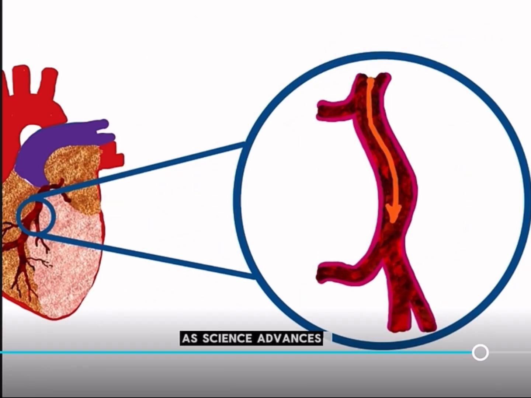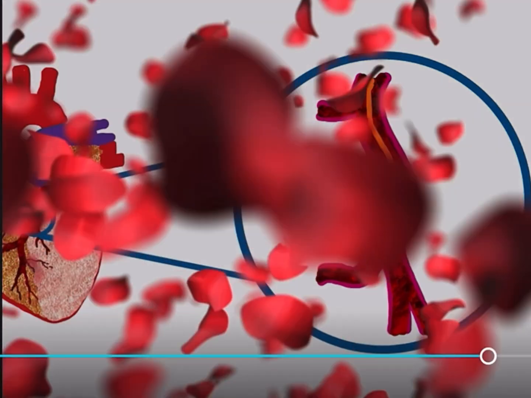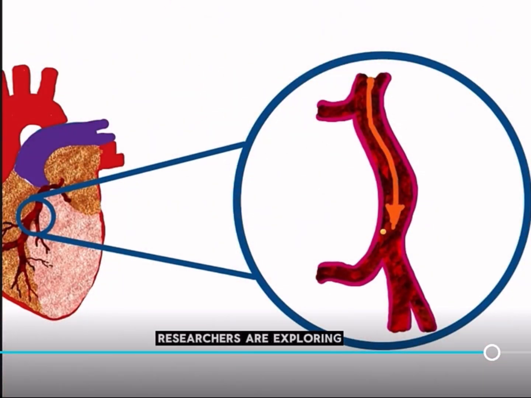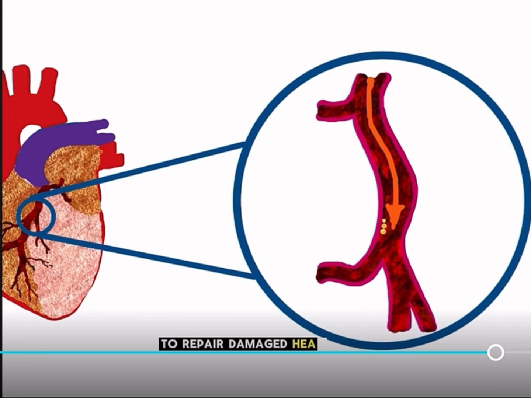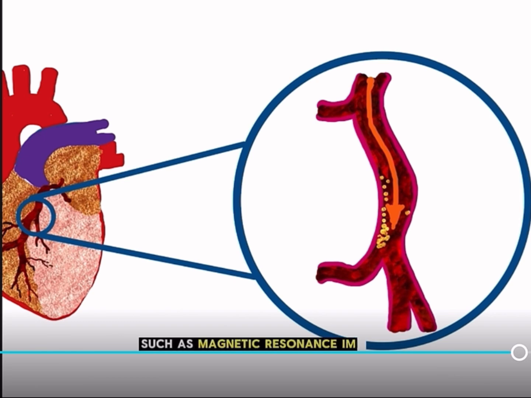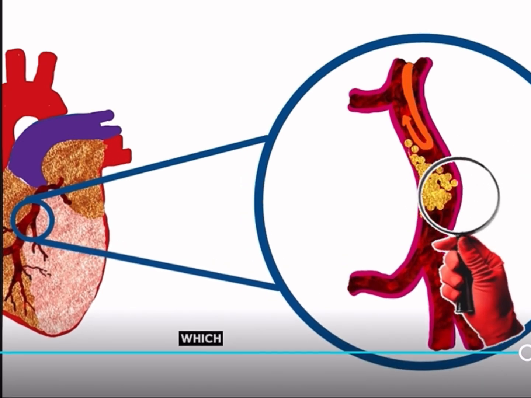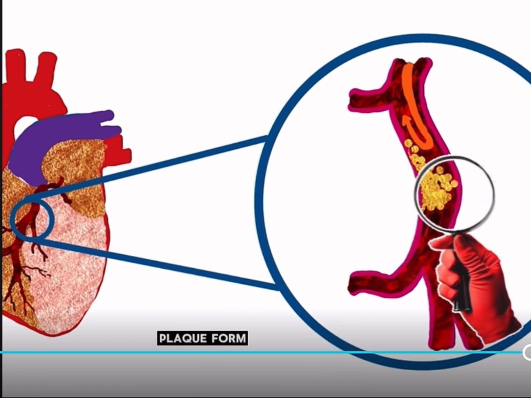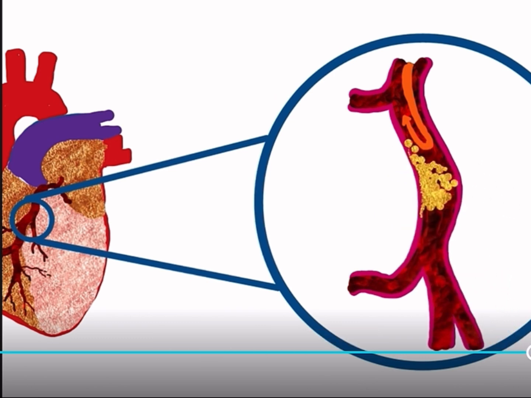As science advances, new medicines develop for treating coronary artery disease more effectively. Researchers are exploring stem cell therapy to repair damaged heart tissue, aiming to regenerate healthy, functional cells where disease has caused irreversible damage, and new technologies allowing earlier, more precise detection of arterial blockages, such as high-resolution coronary CT angiography, which helps identify even the smallest plaque formations before they become severe.